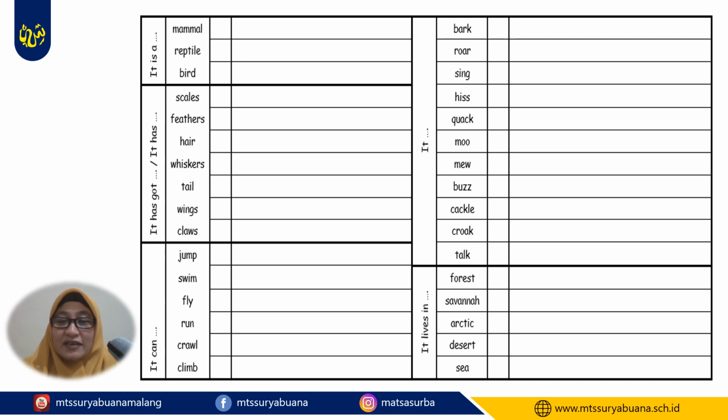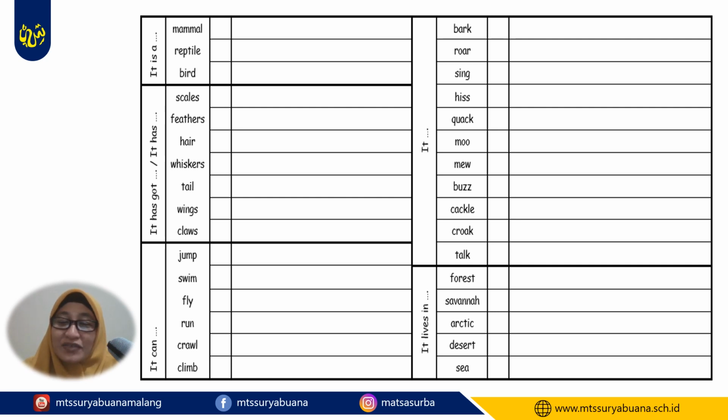The next part: bark, roar, sing, hiss, quack, boo, buzz, cackle, croak, talk. These all describe the sound that the animal makes. So we can say it barks, it roars, it sings, and so on, or by saying it can.